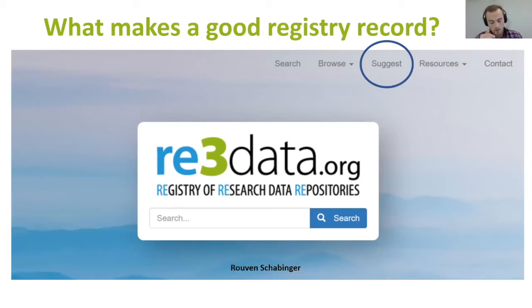My name is Rouven Schabinger. I work at the KIT Library in Germany, and I'm the coordinator of the re3data editorial team. And now we want to have a closer look at all the properties of re3data and how the whole service is functioning. Next slide, please.